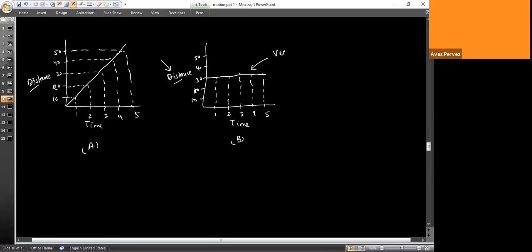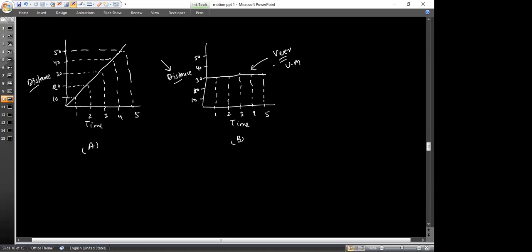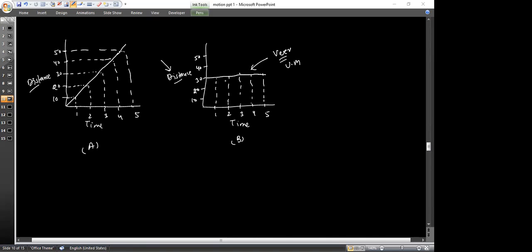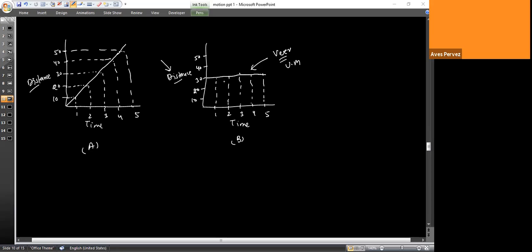According to Veer, this one is uniform motion. Okay, Sarah and Hamna, try. Did you try, beta? What informations are you getting from graph A and graph B?